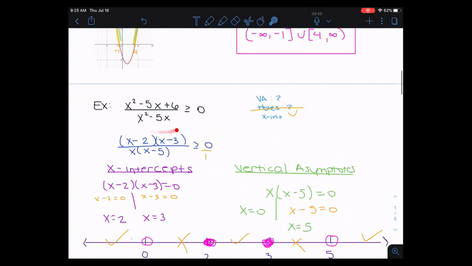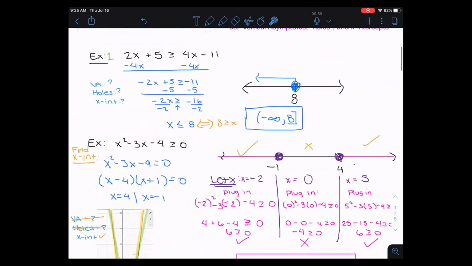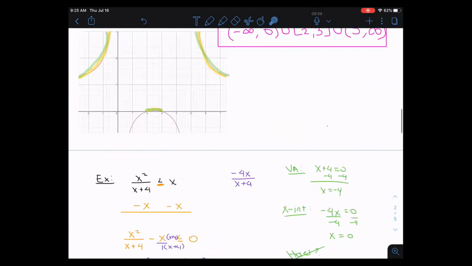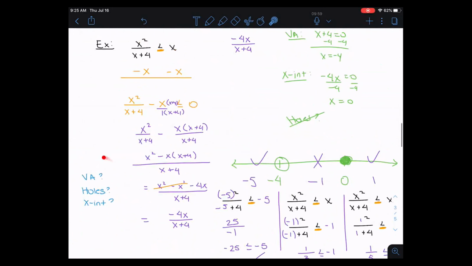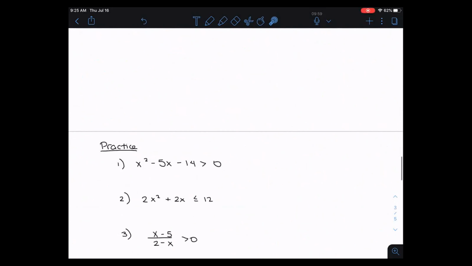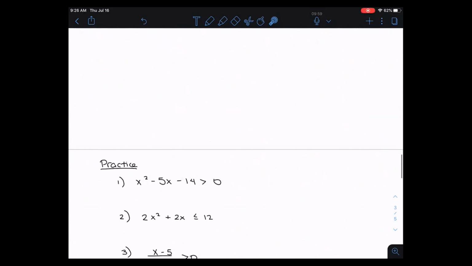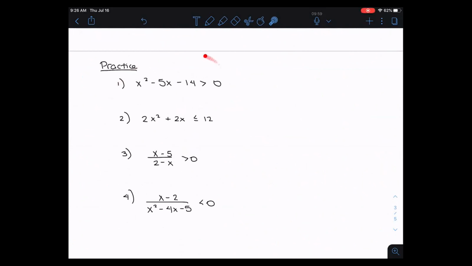If it's a rational function, then it has vertical asymptotes or possibly holes. But if it's just a regular polynomial, it doesn't have those. So just look for the x-intercepts and then test your points. But if it is a rational function, you might have to look for all 3. But usually it will have a vertical asymptote or x-intercept.